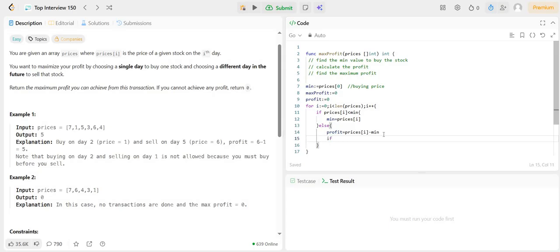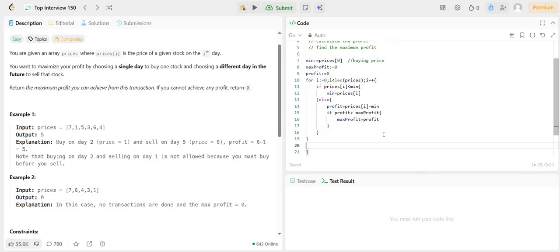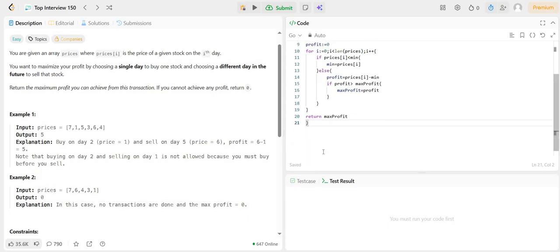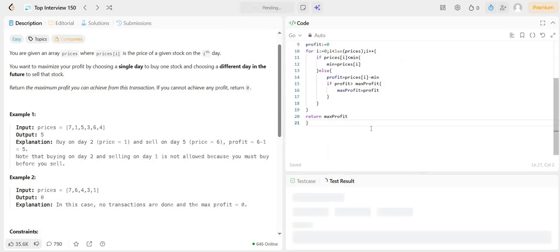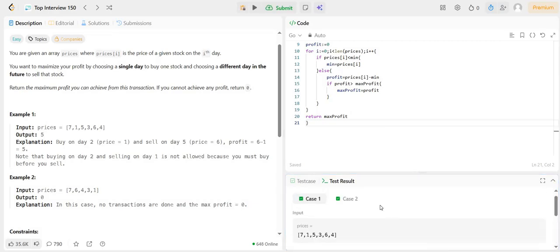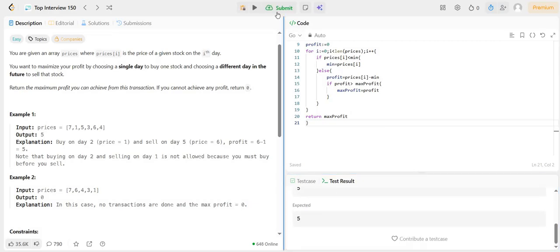Now if we have calculated the profit, then we have to compare. If the profit is more than the maximum profit, then simply we can assign max profit equal to profit. That's it. We don't need to do anything else. Simply return max profit. Let's try to compile it. If anything is missing, we'll get to know. Yeah, you can see the first test case is passed. Let's try to submit it.